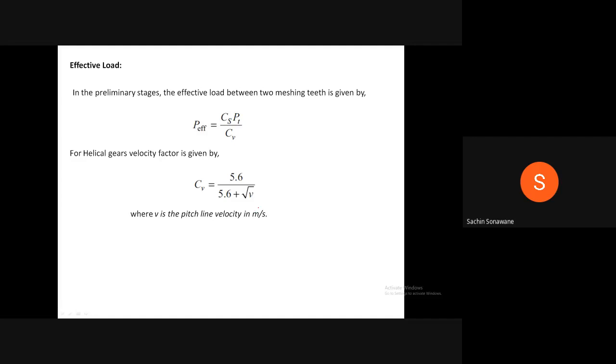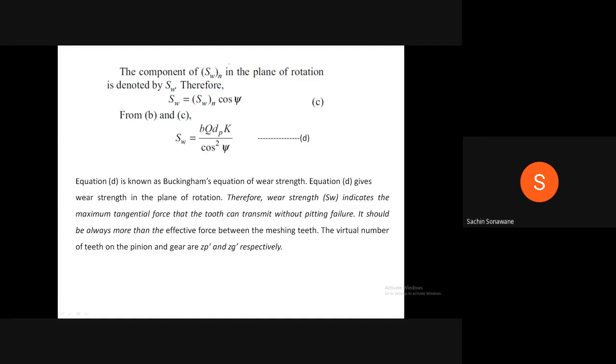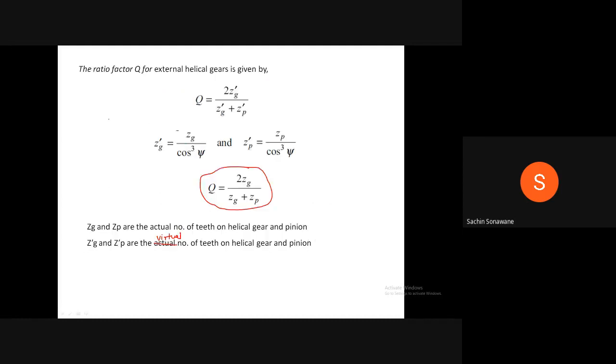Now, I think you have written this. Please write down this equation D. Sw, that is wear strength of helical gears, is equal to B Q dp K upon cos square psi, where psi is the helix angle. B, value of Q is 2Zg divided by Zg plus Zp. Zg and Zp are actual number of teeth on helical gear and pinion.